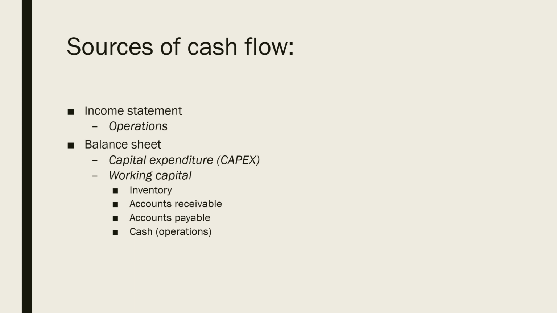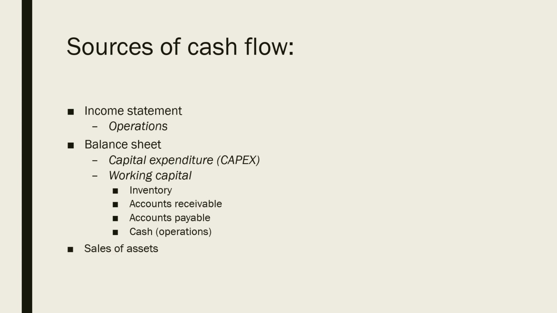And then the cash flows that go into the balance sheet in the form of working capital. So these can be inventory or accounts receivable or accounts payable, or maybe you need a little bit more cash just to fund this project. So this is just cash that relates to operations. So those are the main two sources of cash flow that we worry about.